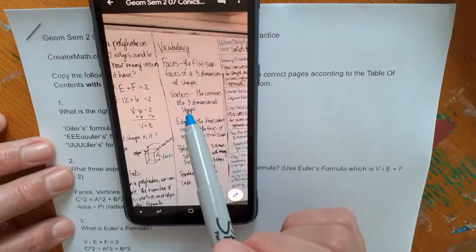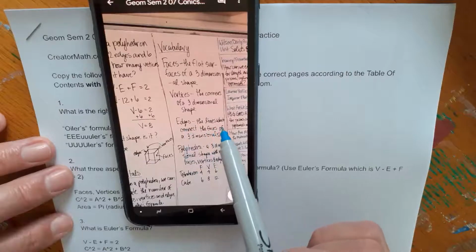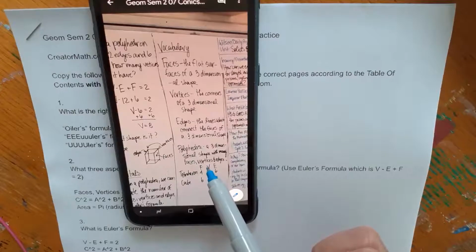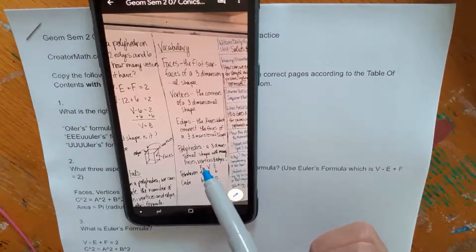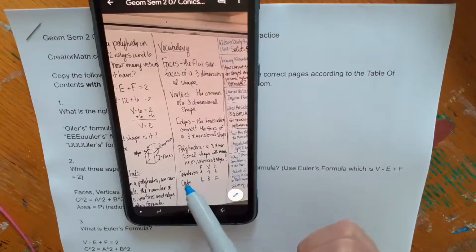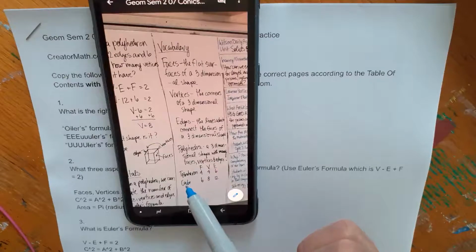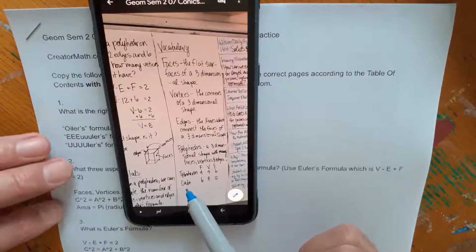Vertices are the corners or angles of a three-dimensional shape. Edges are the lines which connect the faces of a three-dimensional shape. And a polyhedron is a three-dimensional shape with many faces, vertices, and edges. All right? And here we can start to build a chart of faces, vertices, and edges, and then start to label the different three-dimensional shapes.